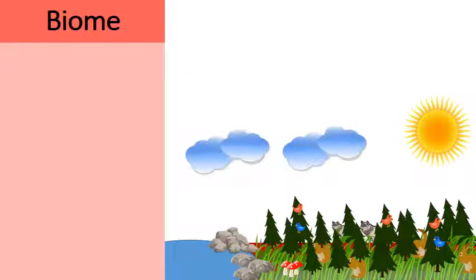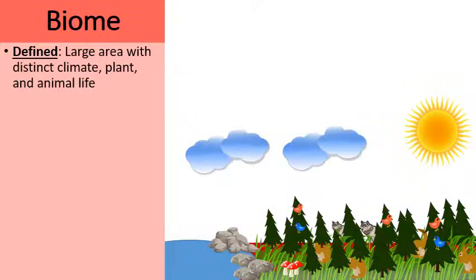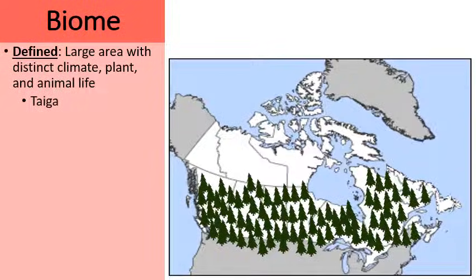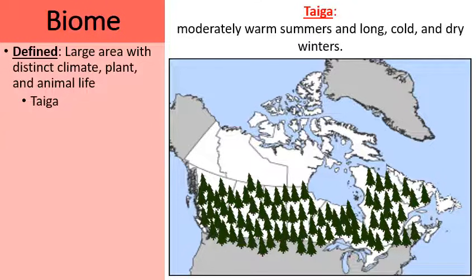Okay, let's flip and go to a biome, a large area with a very distinct climate, plant life, and animal life. So let's zoom out. Here's my collage of an ecosystem from a moment ago. Let's zoom out. And when we zoom out even further, we come to an example of a biome here. Notice what I mean by a large area of land. It covers, in this case, northern United States and Canada. And so this is an example of the taiga biome.